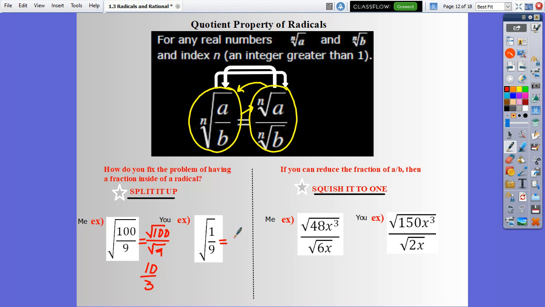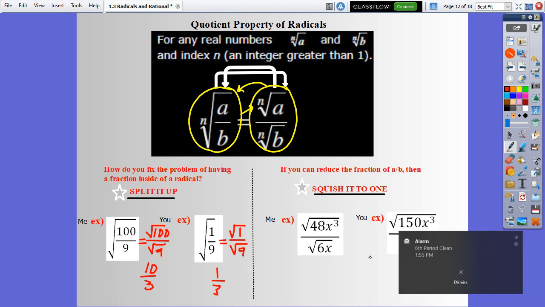Same with the square root of 1/9. Square root of 1 over the square root of 9. Square root of 1 is 1. Square root of 9 is 3. And there's our solution. So splitting it up, definitely helpful. Squishing it together. Now this takes a little bit of time and a little bit of recognition. And so some practice will help.